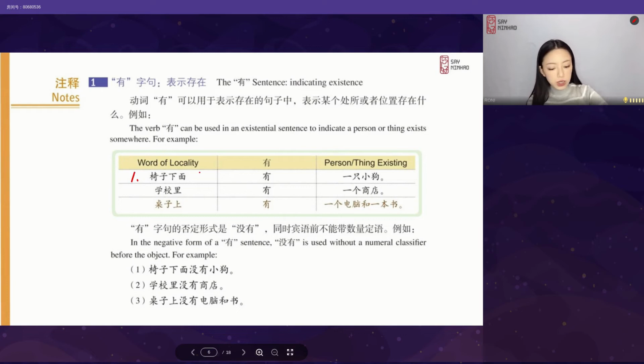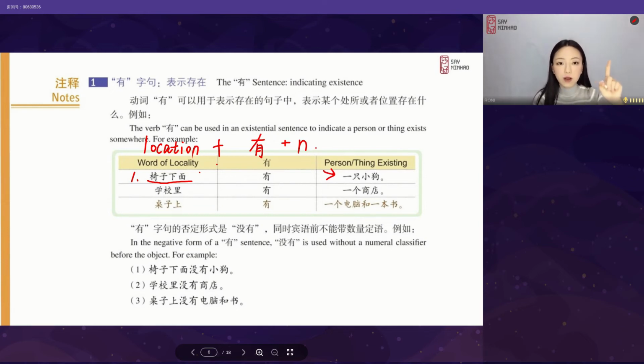For example, this one: 椅子下面有一只小狗。So first we can see 椅子下面 is a word or phrase of locality. So this is the first part of this structure, location. And then we will put 有 here, and then the things we want to say, the person or thing. For example, 一只小狗. Okay, this is the structure of it. And let's see the next one.